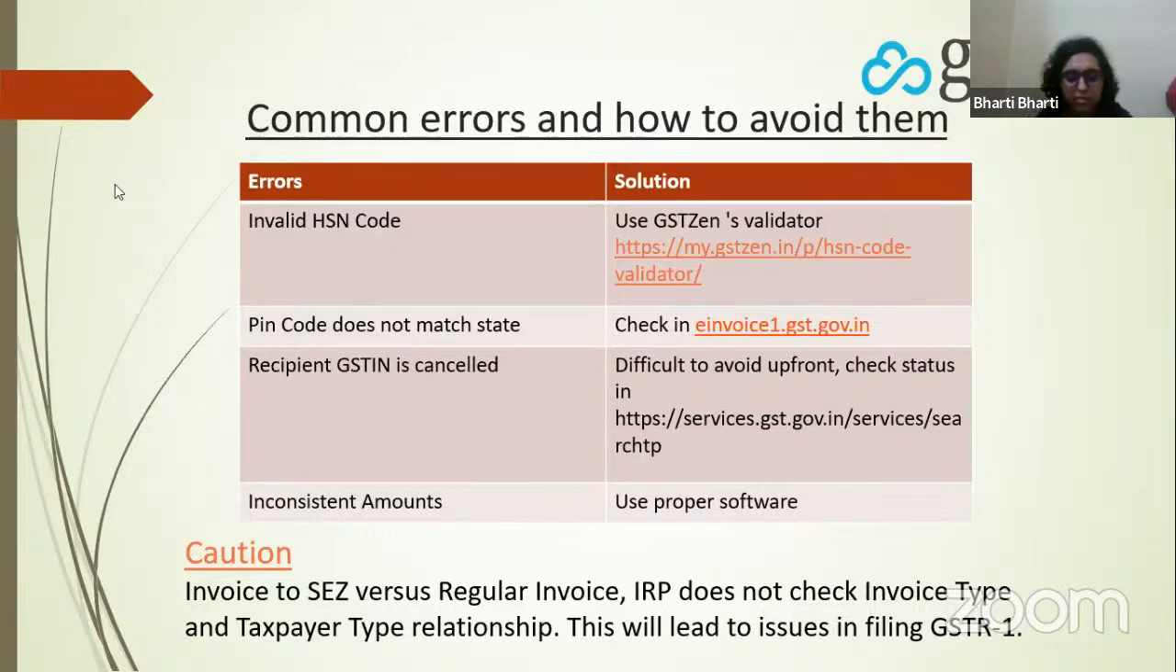Plus, you should always make sure that you're giving the correct transaction type. Sometimes you are selling to an SEZ unit, but you mark it as B2B. It should be marked as an SEZ transaction and not a B2B transaction. This will cause issues while filing GSTR1. The GST portal will throw an error saying that this is an SEZ unit and the transaction type you have given is B2B.